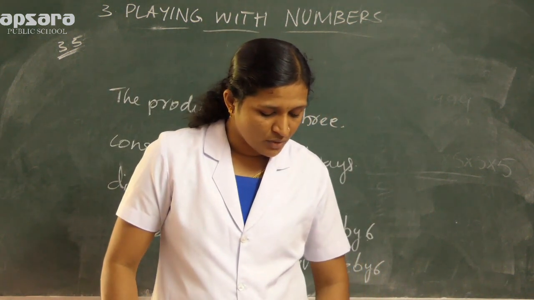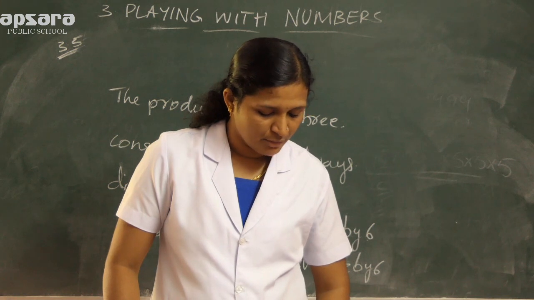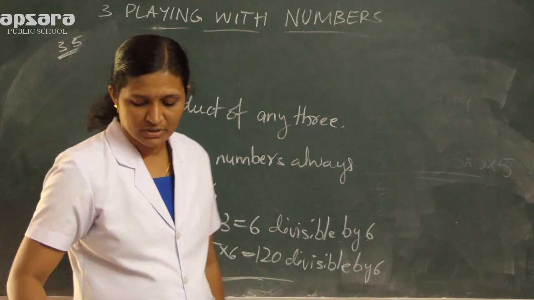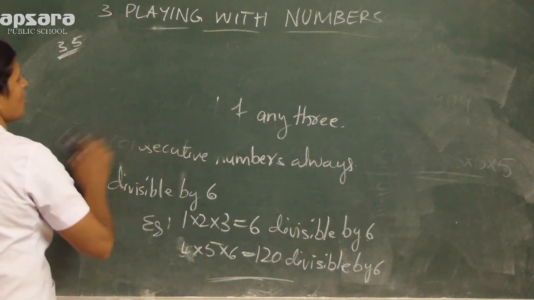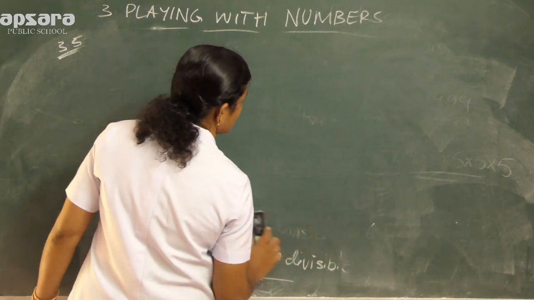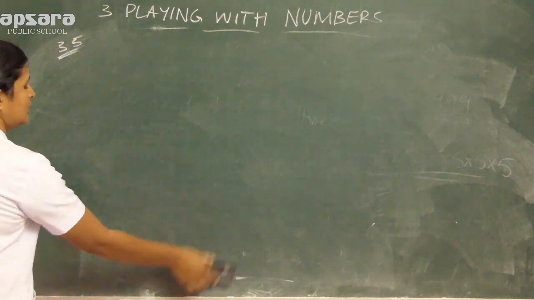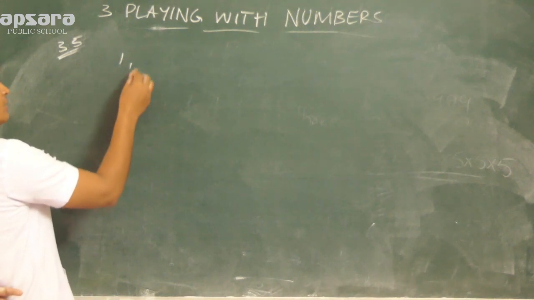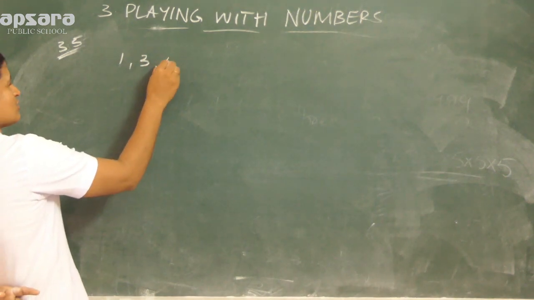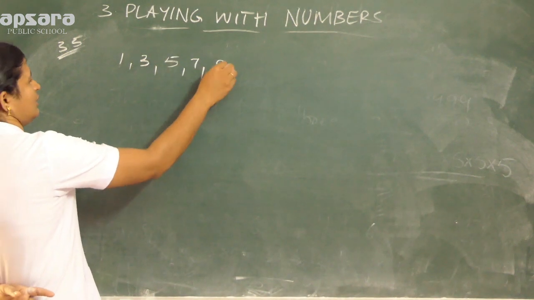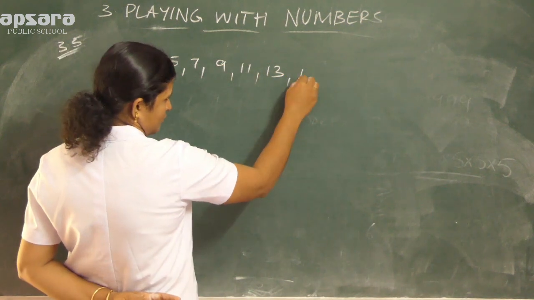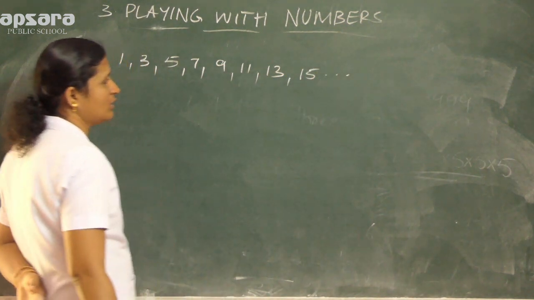Now, the next question, question number 8. The sum of two consecutive odd numbers is divisible by 4. Verify the statement with the help of some example. So tell me children, which are the odd numbers? The first smallest odd number is 1. Next 3, next 5, 7, 9, 11, 13, 15, etc. These are odd numbers, right?